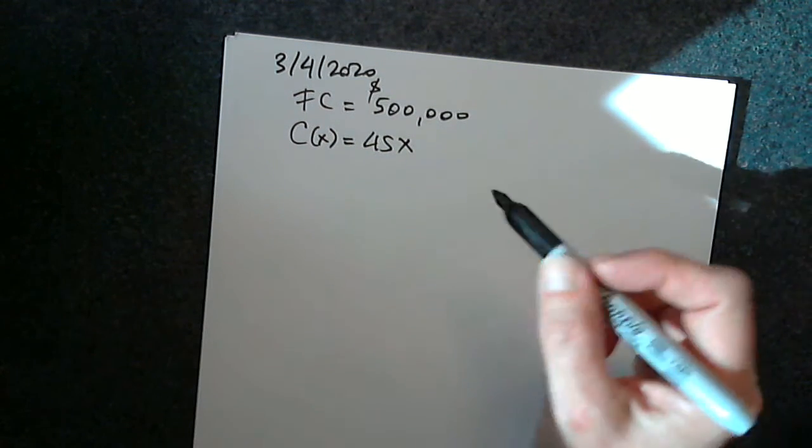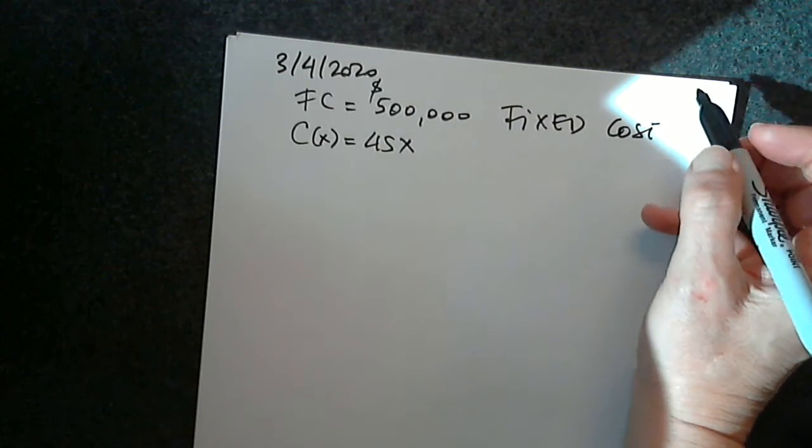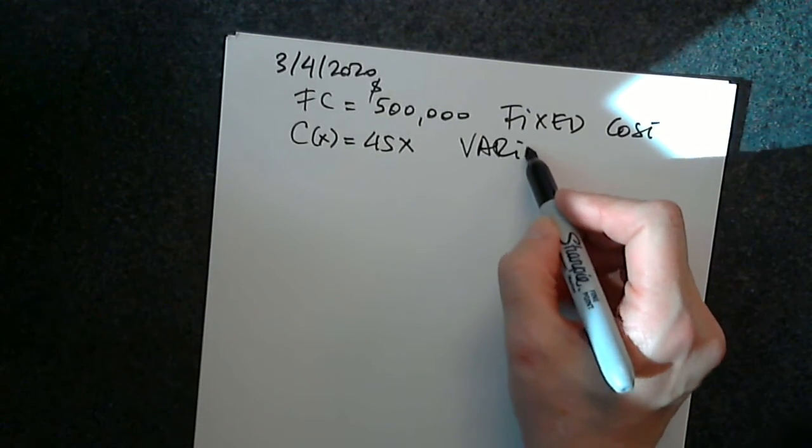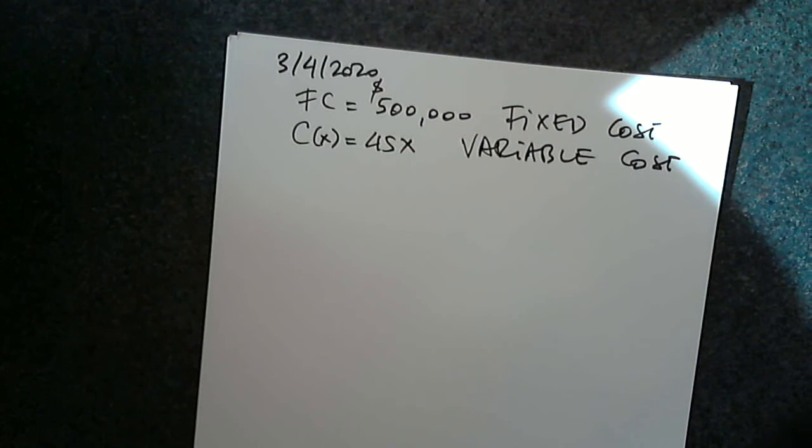Is that okay? So this is fixed cost. And this is what is called variable cost. Why is it variable? It depends on X. If I manufacture only one, I'll pay 45. If I manufacture two, I'll pay 90. If I manufacture three, if I manufacture four, so it's variable cost. Very good. So please continue.